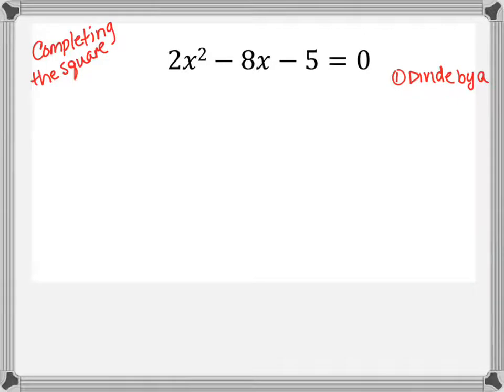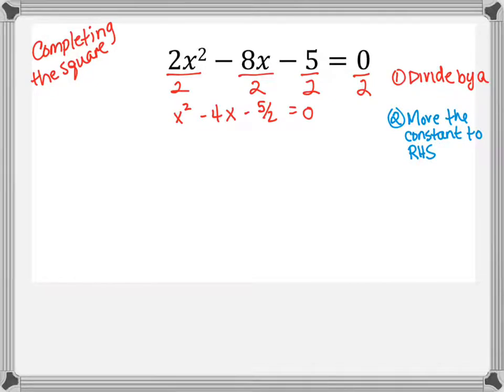Okay, so our first step, and I'm hoping you watched my video on completing the square, is to divide everything by a. So a is 2. Let's divide everything by 2. 2x squared divided by 2, negative 8x divided by 2, negative 5 divided by 2 equals 0 over 2. Okay, so I have x squared minus 4x minus 5 halves equals 0.